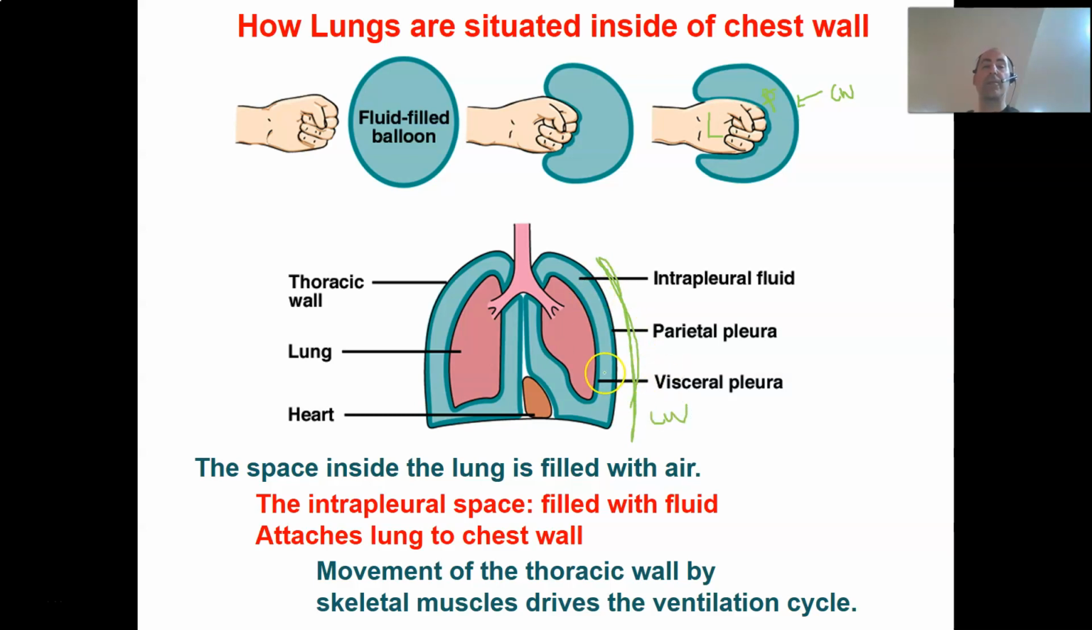The visceral pleura is the membrane that's directly connected to the lung, and the interpleural fluid, or the interpleural space, is what connects the lungs here and the chest wall here. Of course, you've got the heart in this space here. Here's the thoracic wall, and you've got the trachea and the bronchi. The space inside the lung is filled with air, but the interpleural space is filled with fluid, so you have an air to fluid interface.